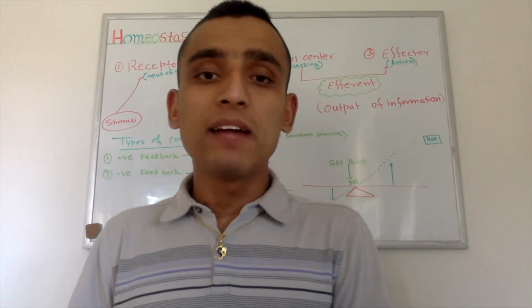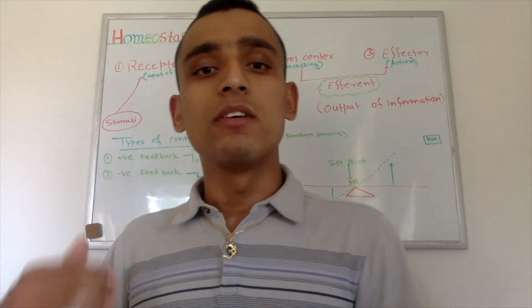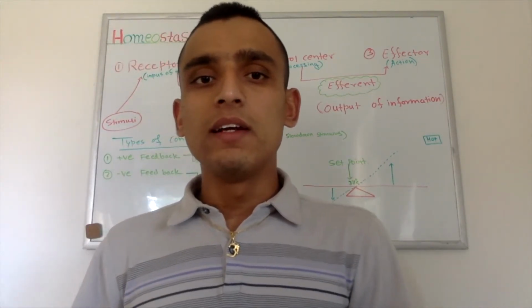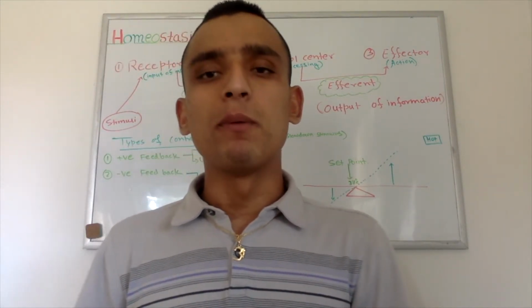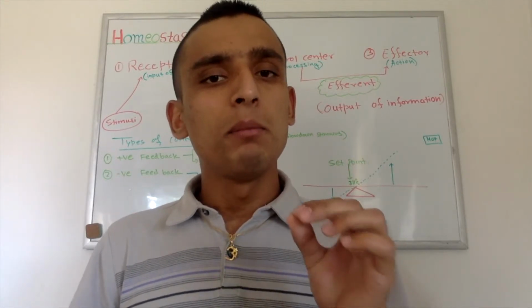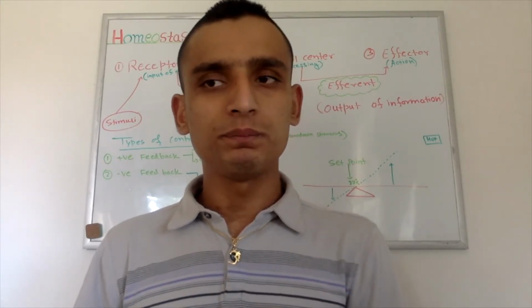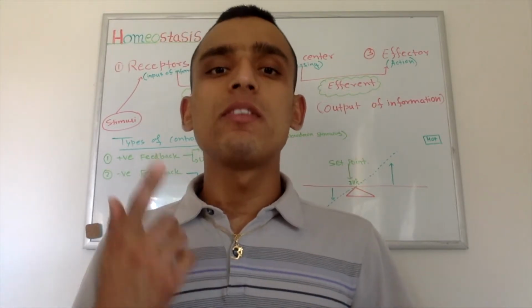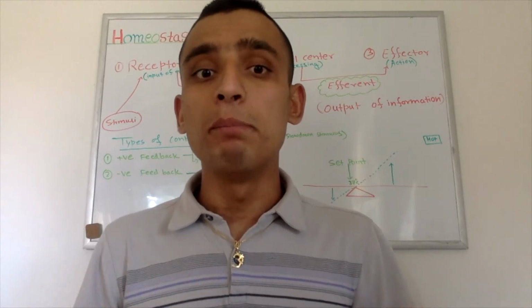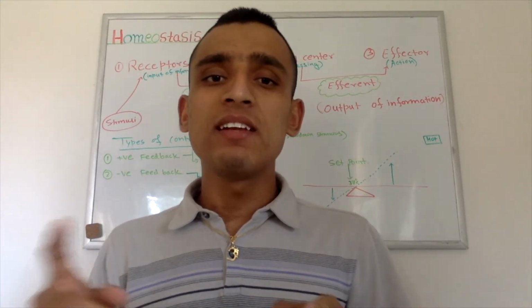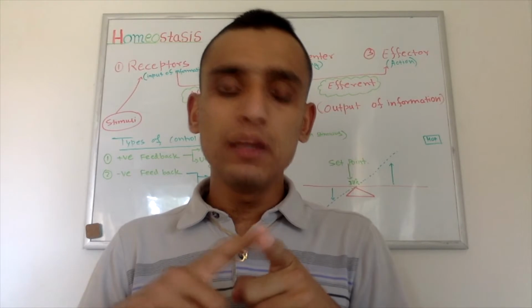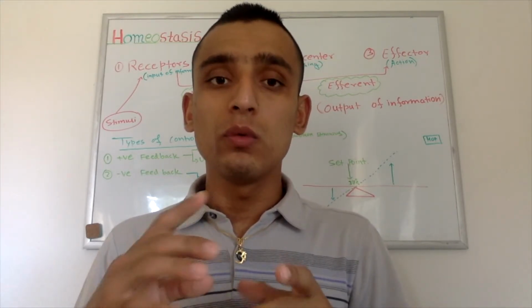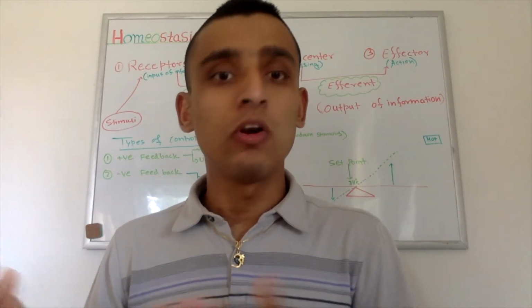For positive feedback, the example is blood clotting, as I mentioned just a minute before. Blood clotting is a perfect example of a positive feedback control. How does it work? When you cut your finger, let's say, you're going to start bleeding, right? Then platelets will come and adhere to the surface and try to block the open space so that the blood will not come out.